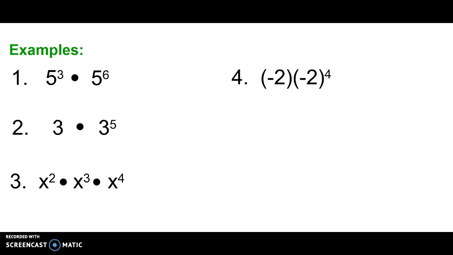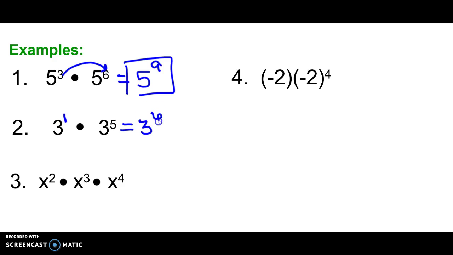Let's look at some examples. In number 1, we have 5 to the 3rd times 5 to the 6th. Our base is 5, and 3 plus 6 is 9. That's my answer. In number 2, I have 3 times 3 to the 5th. My base is 3. Just a 3 means I have a 1 as an exponent, so 1 plus 5 is 6.